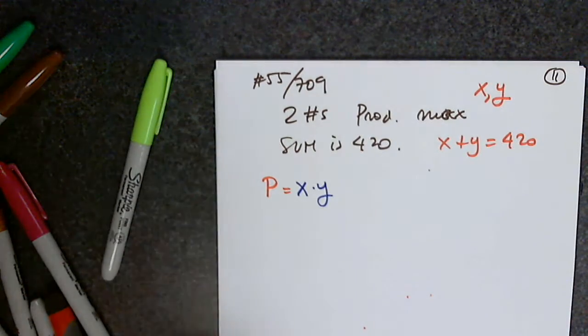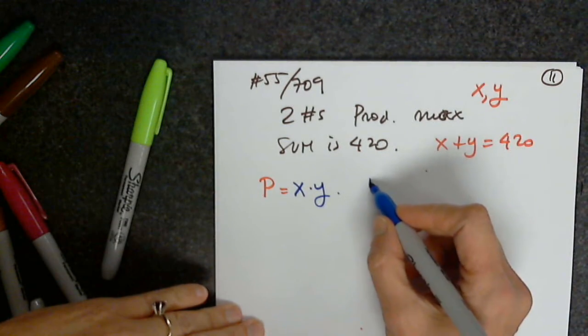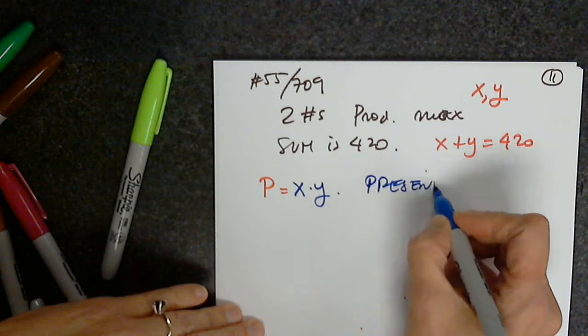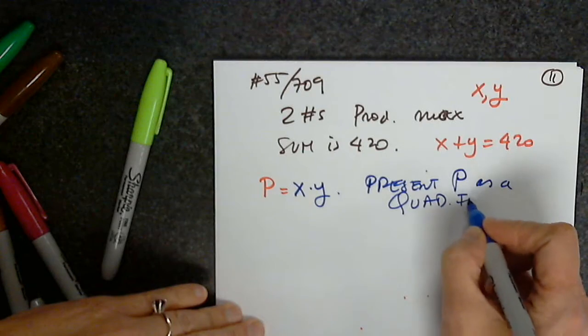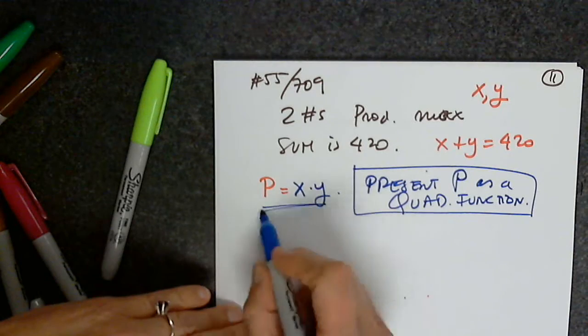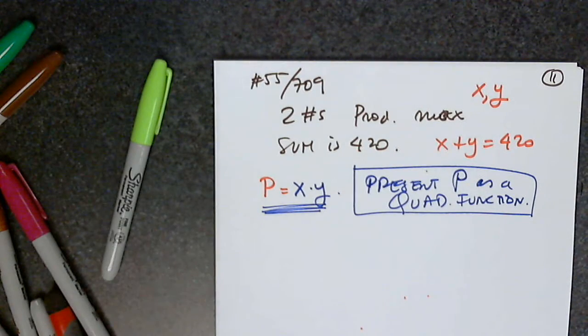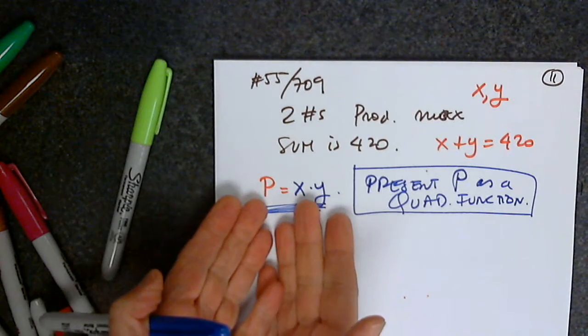Exactly. So my hope is that I can present the product as a quadratic function. If I can present this product as a quadratic function, then what do I determine to find its maximum? There's only one point that gives us the maximum of a quadratic function. It's called... Exactly. But I don't have this. I don't have a quadratic function that is the product yet.